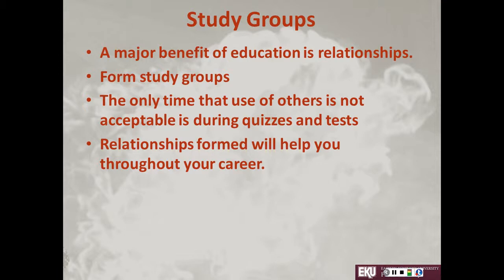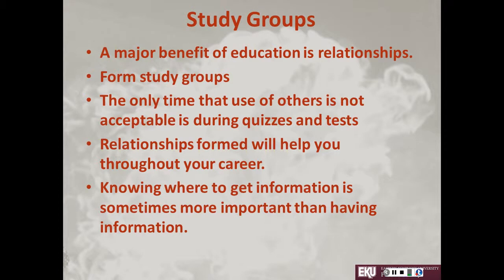To this day, I still call people from my undergrad to help me out with things if I don't remember how to do them. All right, so we want to form study groups or at least make friends with the people in the class. The only time this isn't acceptable is during the quizzes or tests. And right now we only have one midterm. The midterm is basically just to make sure you understand the fundamental concepts in the course, and will thus understand the words that are coming out of my mouth for the second half of the class. So that's important. And so the relationships you form will help you throughout your career.